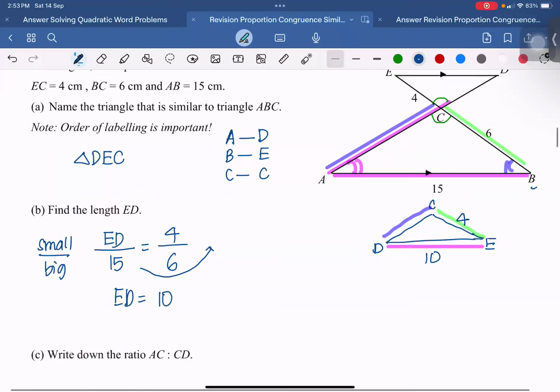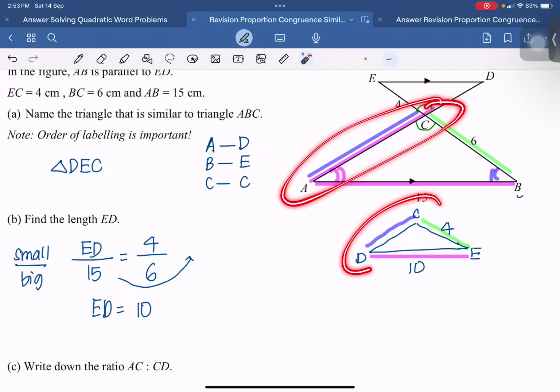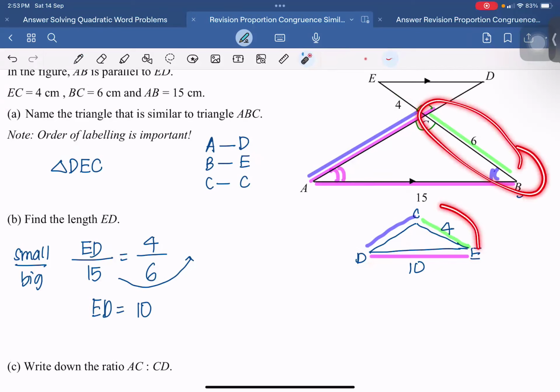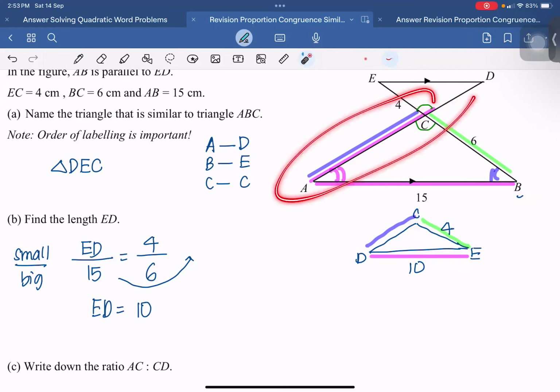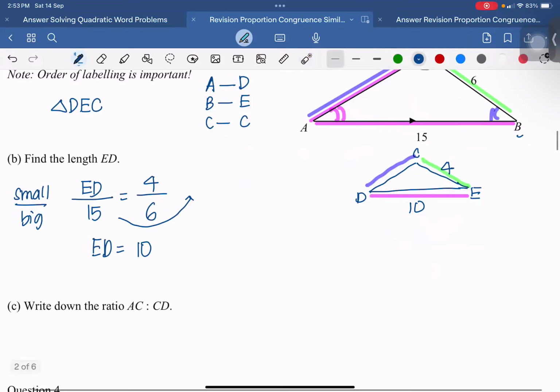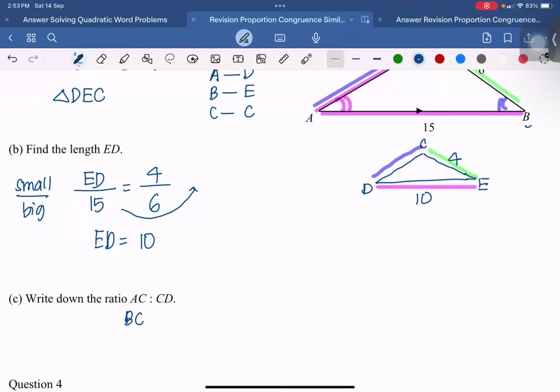Next one, they asked me to find the ratio of AC to CD. AC to CD, big is to small. So if I want AC to CD, it's actually BC is to CE, 6 is to 4. Simplify the ratio, that will give you 3 is to 2.